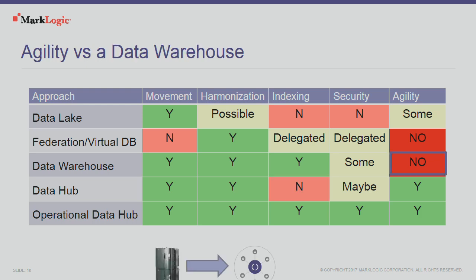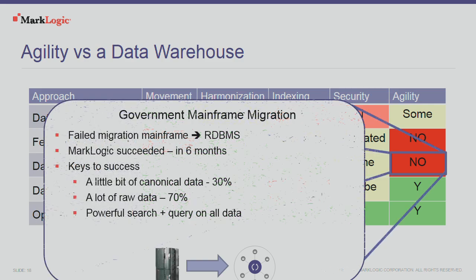OK, so I'm going to give some examples. Here's one comparing the agility of this pattern versus a data warehouse. So agility, not so much for the data warehouse. And we found this at a government office. They had a mainframe. They were trying to get off the mainframe. I think it was $1 million a year to maintain the mainframe. And in order to shut it down, they had to migrate to this new Oracle COTS system that they had purchased. And they hired a company, not us.